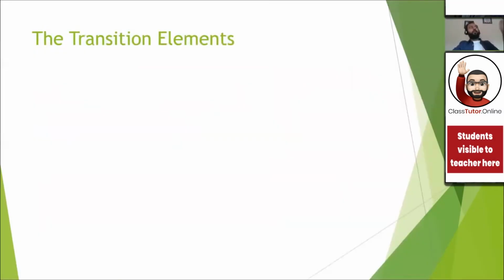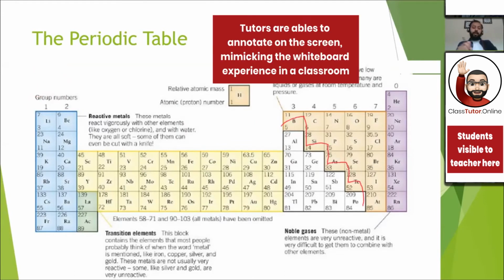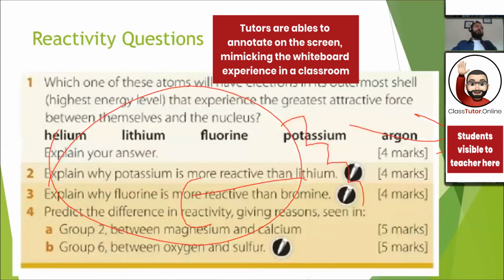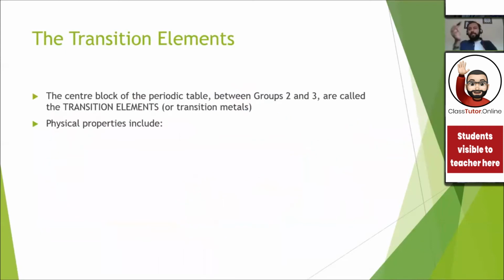That center block of the periodic table is called the transition elements. Again, looking at this staircase, remember, this staircase divides the non-metals on the right and the metals on the left. So anything here by default is a metal. That's why they're also called the transition metals, because they are all metals.